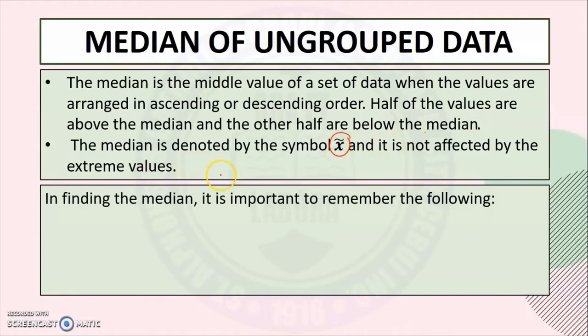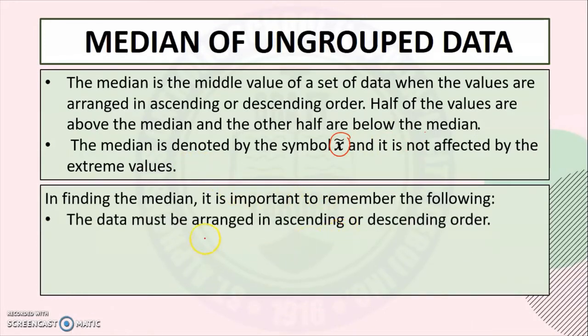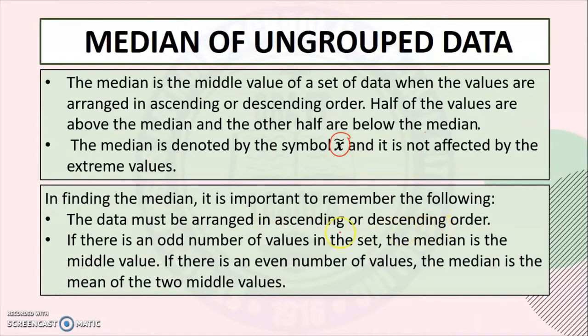In finding the median, it is important to remember the following. The data must be arranged in ascending or descending order. And if there is an odd number of values in the set, the median is the middle value. But if there is an even number of values, the median is the mean of the 2 middle values.